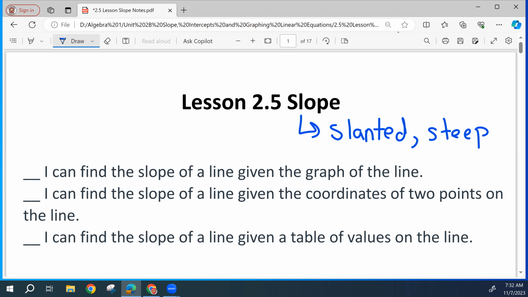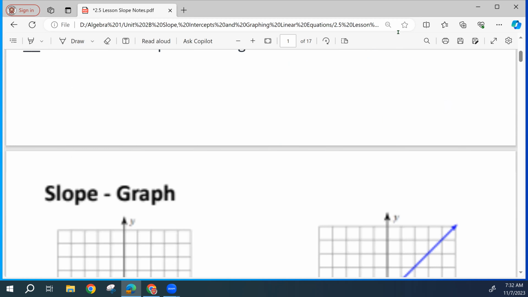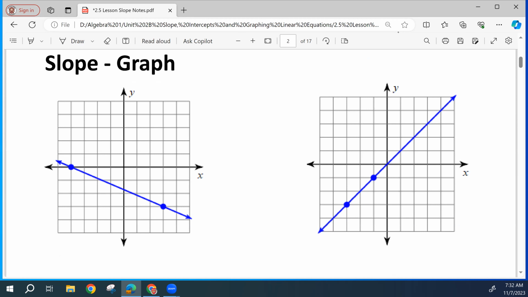Slope for lines is very similar to when we talk about the slope of a hill, the slope of a ramp, the slope of the road. It's how steep that road is, up or down. So we can find the slope of a line in a few different ways. One way would be if we were actually given the graph of that line.